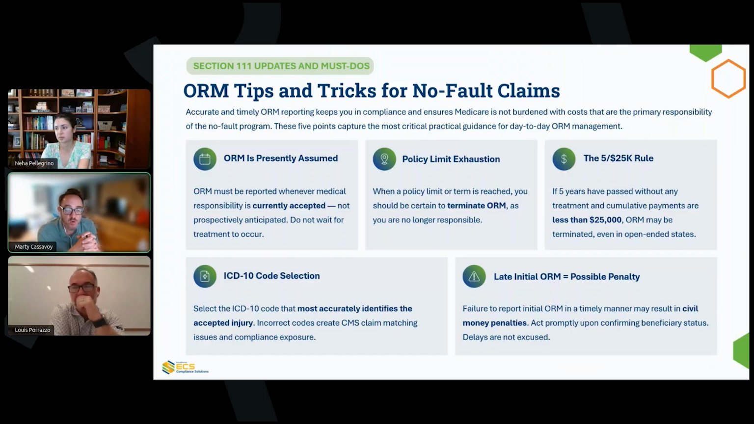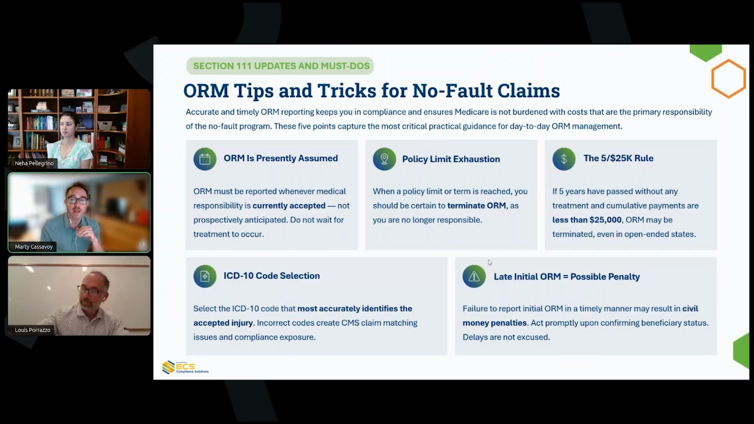And as I mentioned before, late initial ORM, that's the penalty. Late initial ORM. The operational penalty is you failed to terminate. You messed up because you failed to terminate. But the penalty that you could see from CMS, the potentially catastrophic one, is you didn't report the claim in the first place. That's what you want to avoid, situations where you haven't reported the claim in the first place. Okay, so that's ORM. We covered that for no fault.